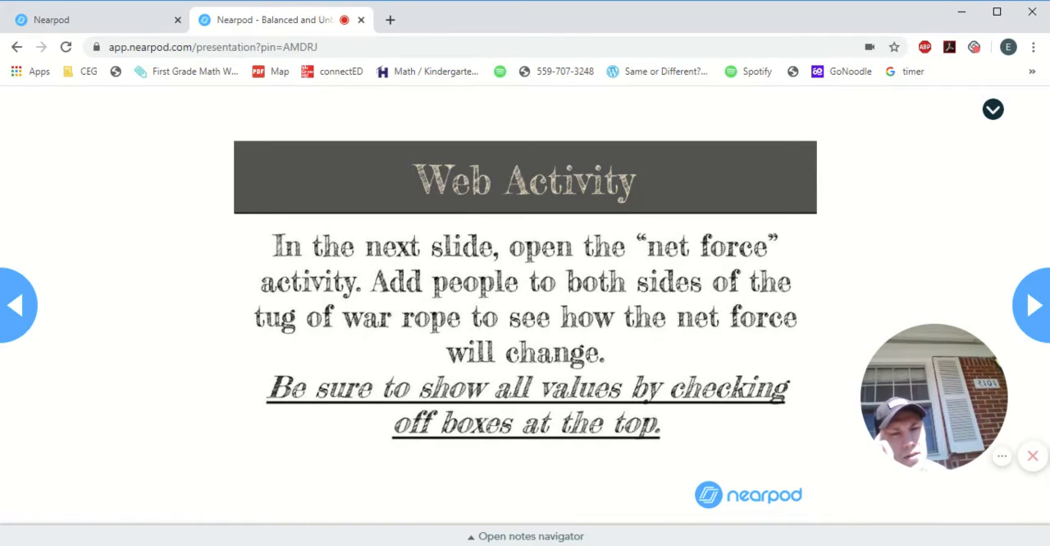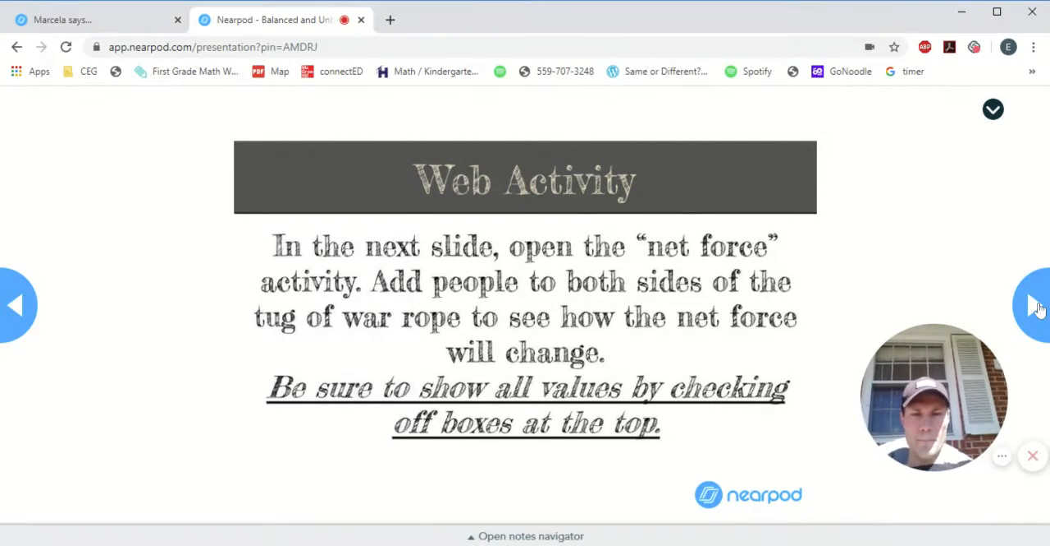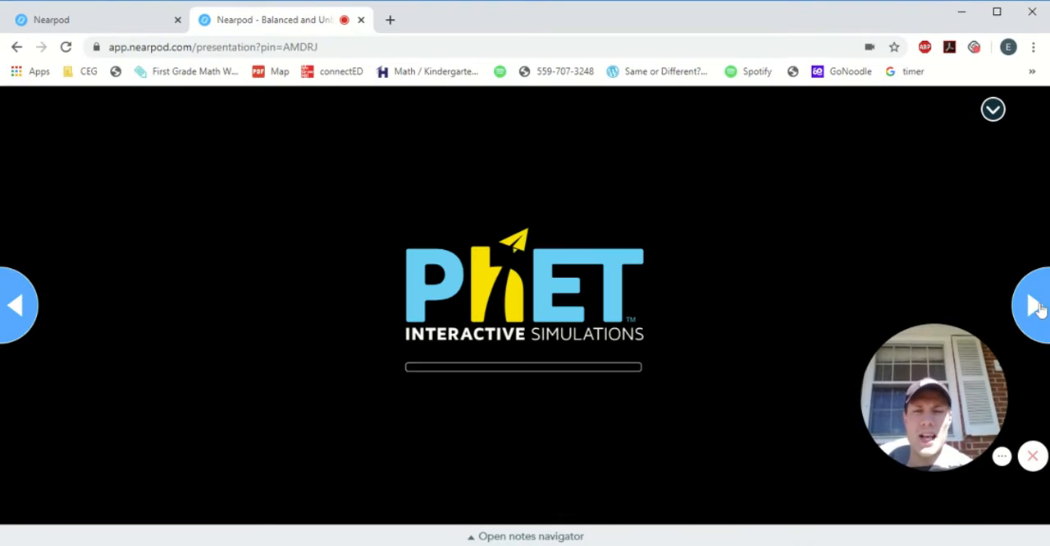So in the next slide, open the net force activity. And then you need to add people to both sides of the tug-of-war rope to see how the net force will change. This is kind of cool.